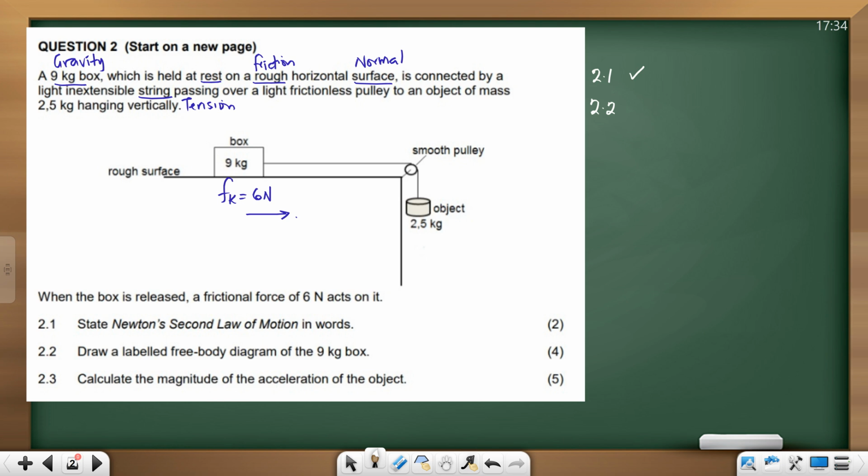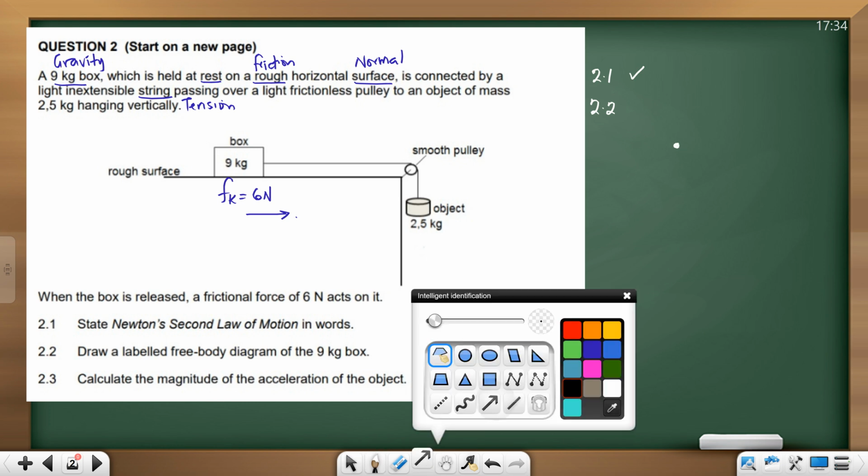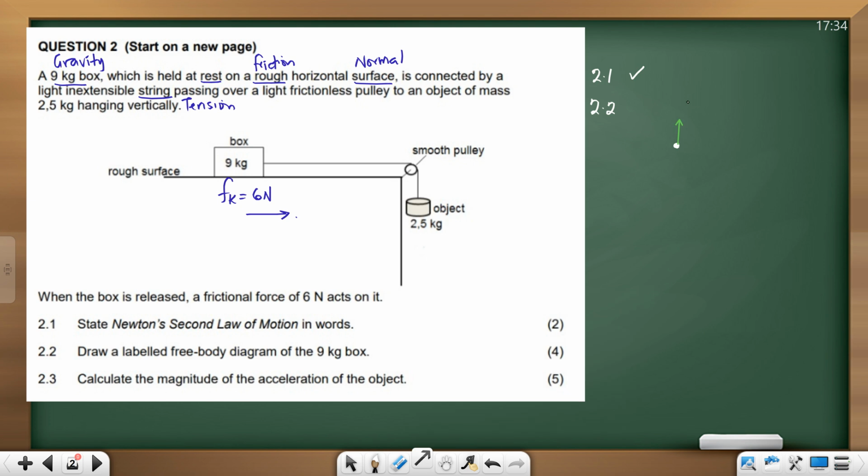Label free body diagram on the 9 kg. Okay, so what other forces do we have? But should I lose you, please do not hesitate to let me know. We have the weight, we have the normal, we have the tension force, which is pulling that object this way, and we have a frictional force that way. Remember, all must be coming from the dot, so make your dot bigger. What is this? Force of gravity.